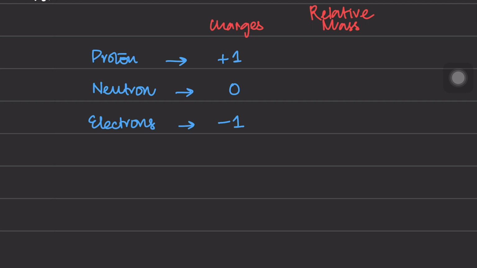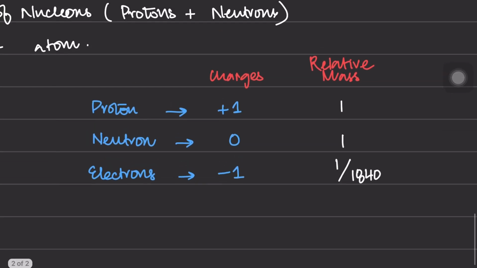Okay, so a proton relatively has 1. For neutron we also consider 1. They're more or less the same. For the electron, however, it's very tiny, 1/1840. All right, so that way you can actually guess how small your electrons are, right?